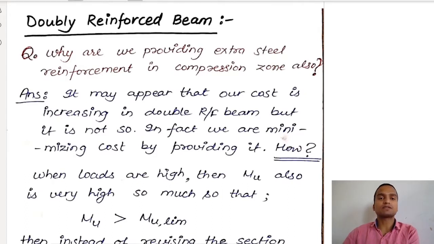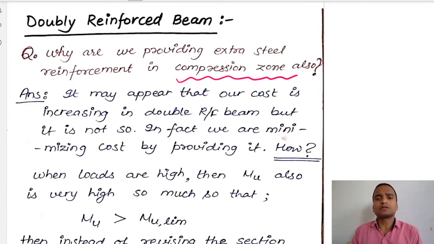So the very first question that may come into our mind is, why are we providing extra steel reinforcement in the compression zone also? So in a doubly reinforced beam, we not only provide reinforcement bars in the tensile zone, but we also provide extra steel reinforcement bars in the compression zone.